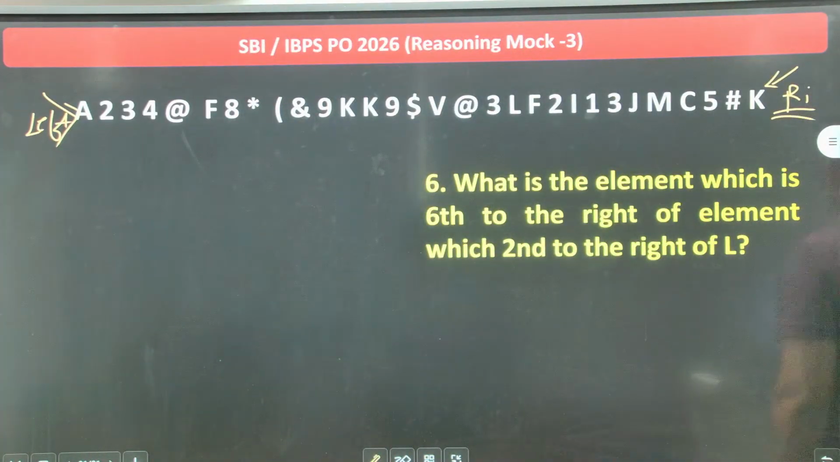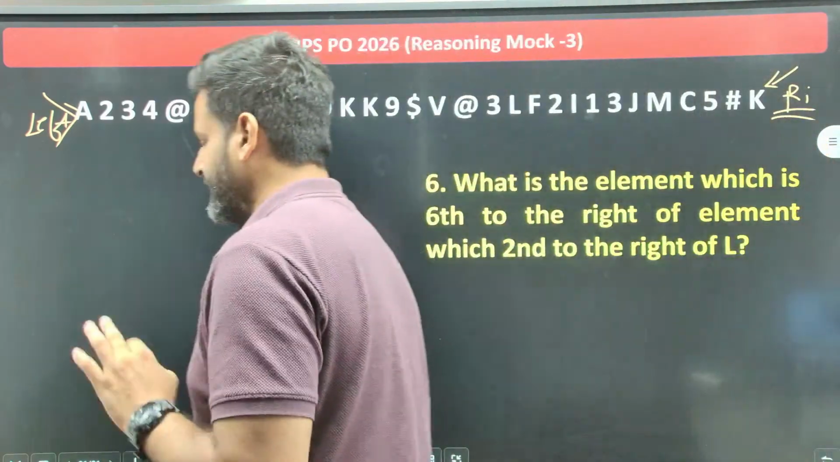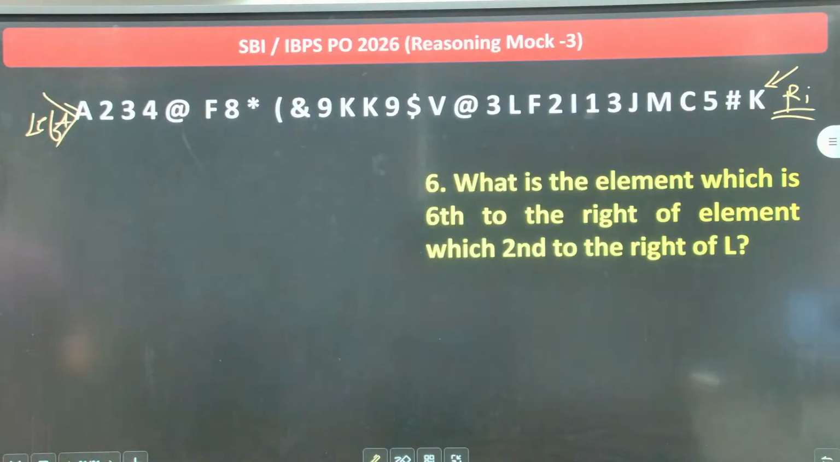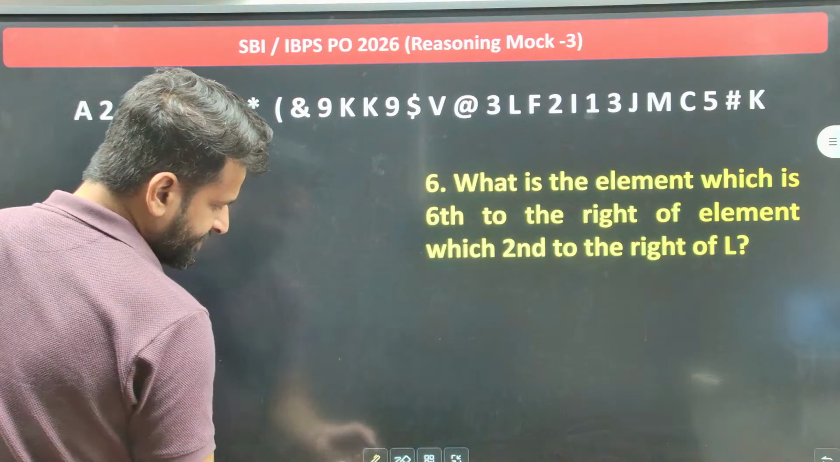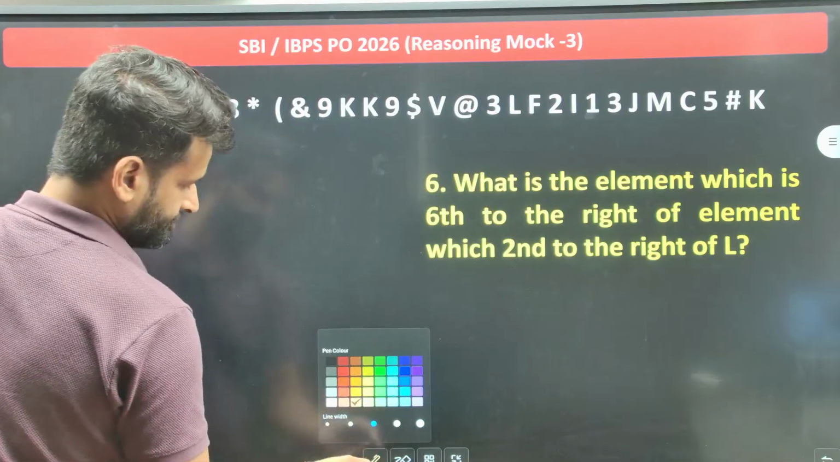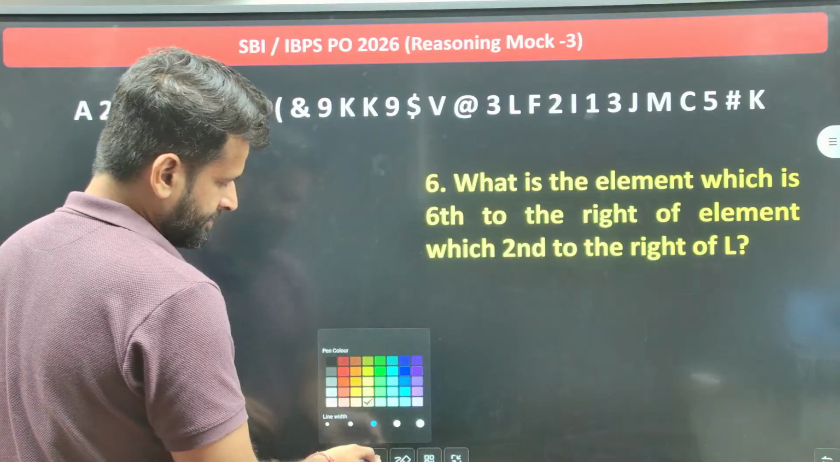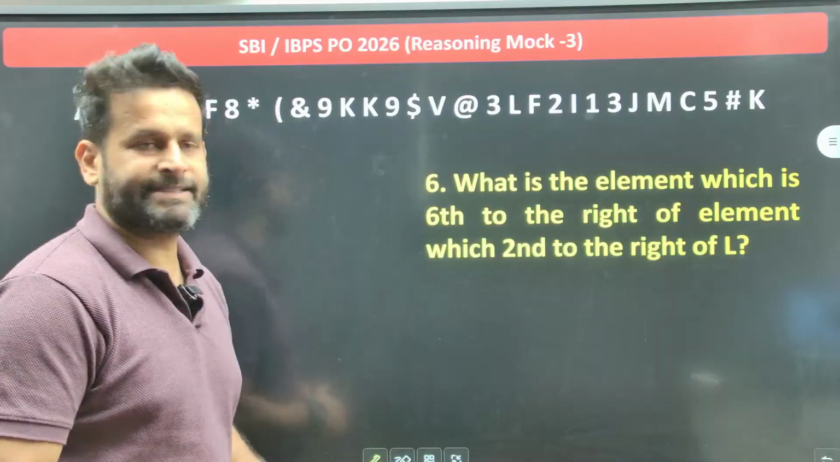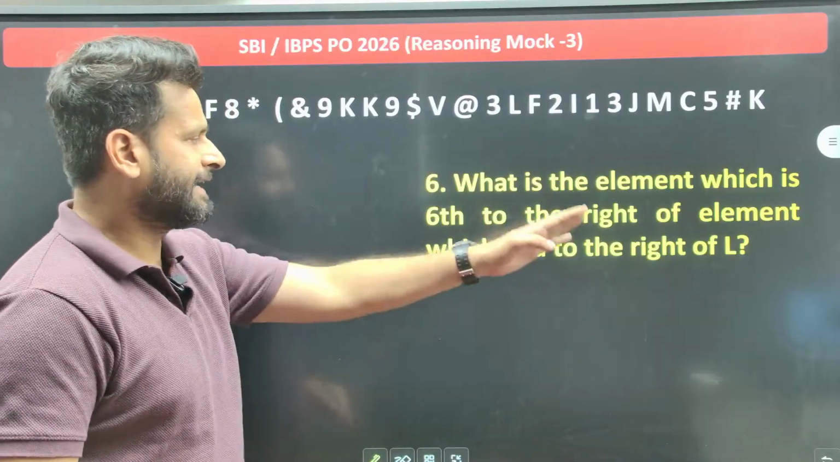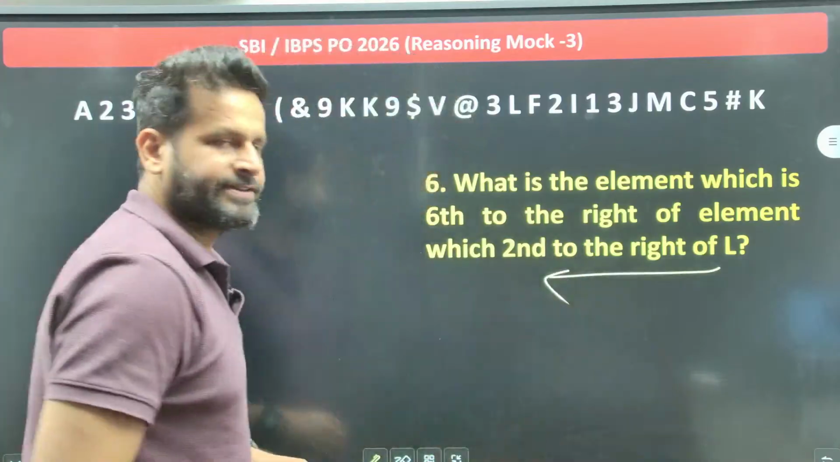Give it a try. What is the element which is 6 to the right of the element which is second to the right of L? Okay. So how do we generally proceed with this question? How do we solve this question? What is the element that is 6 to the right of the element which is second to the right of L? Always start from the reverse direction.